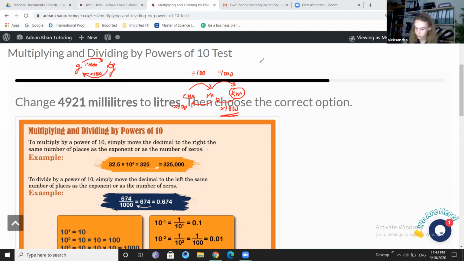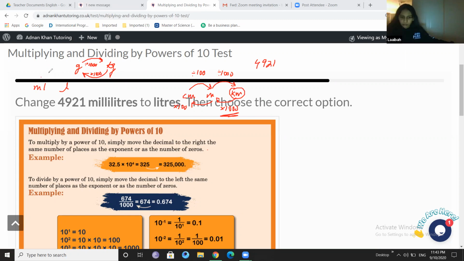Okay, so we have 4921 milliliters. Whenever you go from milliliters to liters, you follow the same procedure over here. It has a factor of 1,000. So milliliters to liters is divided by 1,000, and liters to milliliters is multiplied by 1,000. So we are currently at this position because we have 4921 milliliters and we have to move towards the liters. So what we will do, we will divide it by 1,000.